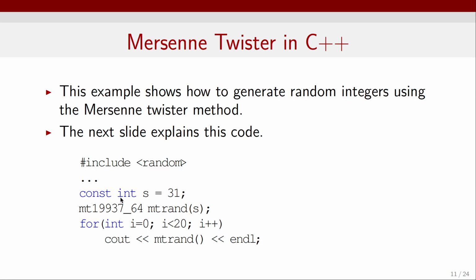First we declare a constant integer s equals some number, some integer. Let's pick 31 for the seed. And then we use that s as an argument in this command. So first we declare this Mersenne Twister type, and then we use the command mt_rand(s), and that sets the seed. And then inside a for loop, we print out on the screen a Mersenne Twister random integer.